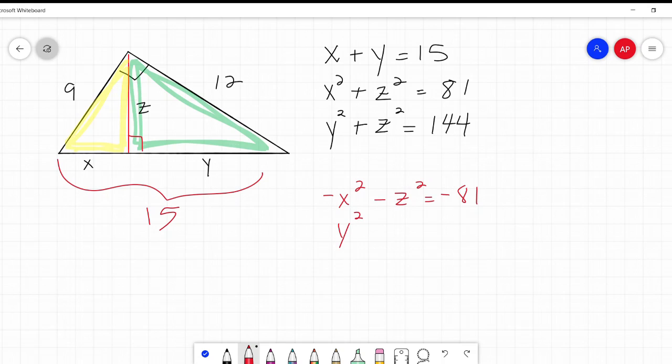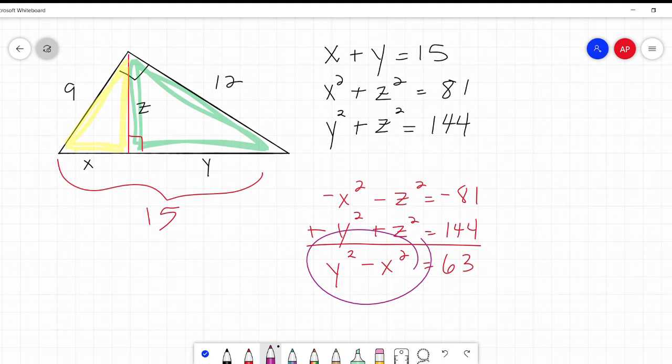And I'm going to bring the other one down. Y squared plus z squared equals 144. So I can add those together, and I get y squared minus x squared, and the z squareds cancel out. And then 144 plus negative 81 is 63. Right, so now y squared minus x squared equals 63.